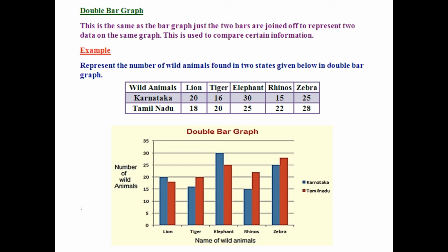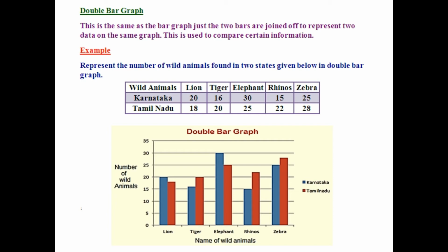For example, represent the number of wild animals found in two states given below in a double bar graph. You see the tabular column: wild animals, lion, tiger, elephant, rhinos, zebra. Karnataka: 20, 16, 30, 15, 25. Whereas Tamil Nadu: 18, 20, 25, 22, 28.